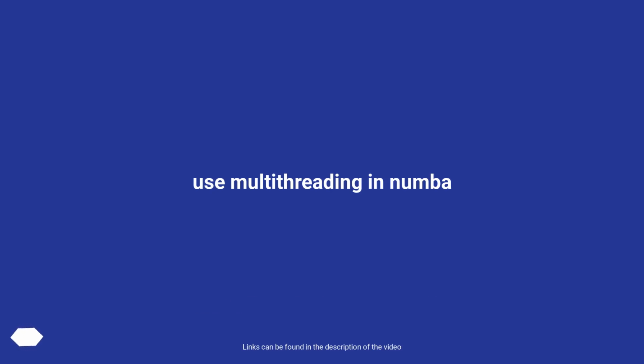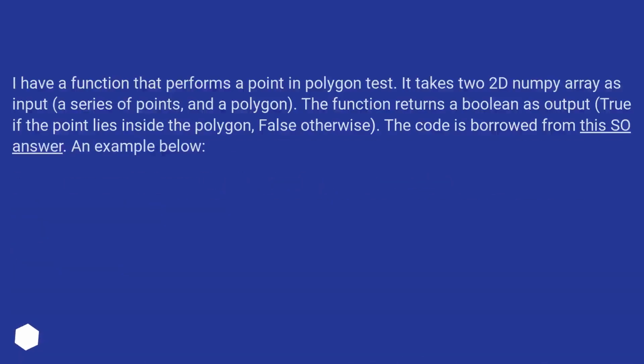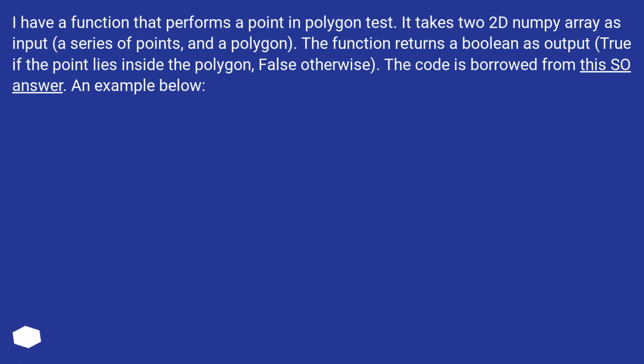Use multithreading in numba. I have a function that performs a point-in-polygon test. It takes two 2D numpy arrays as input, a series of points and a polygon. The function returns a boolean as output, true if the point lies inside the polygon, false otherwise.